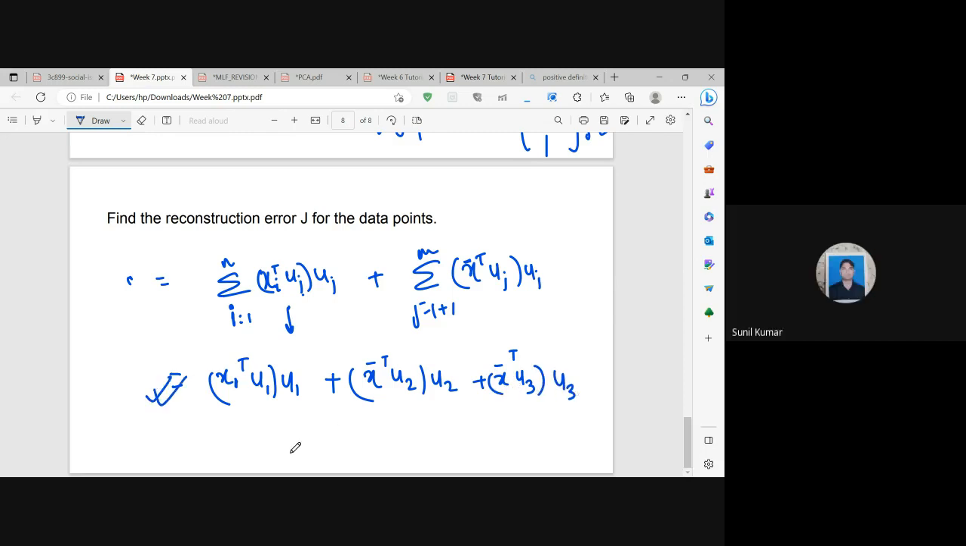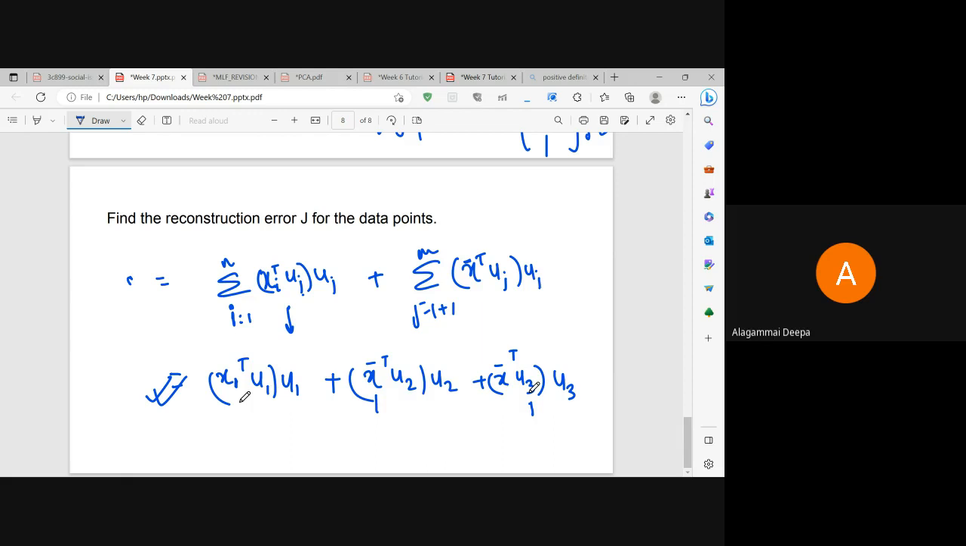Here x bar is the mean, u2 is the eigenvector corresponding to the second eigenvalue, and u3 is the eigenvector corresponding to the third eigenvalue. Okay, is this clear now, or do you have any doubt?